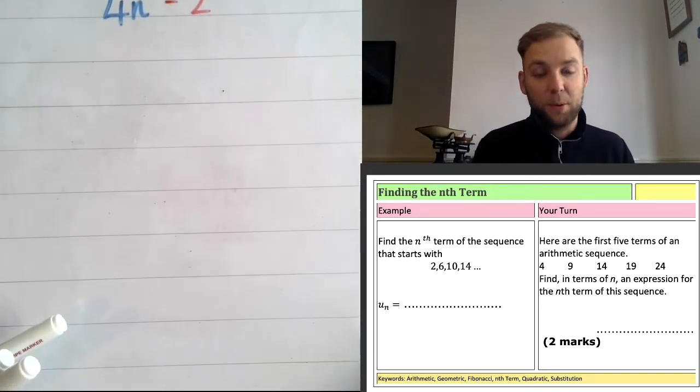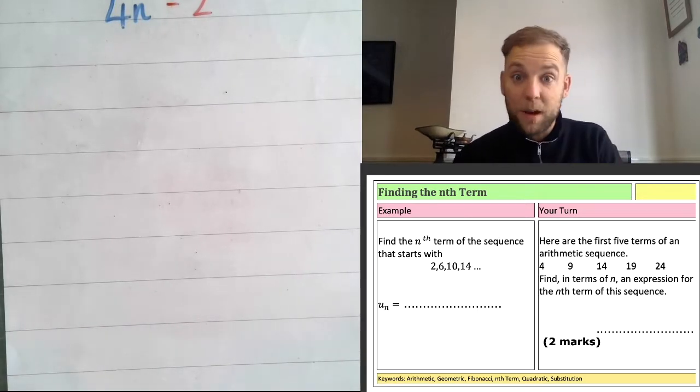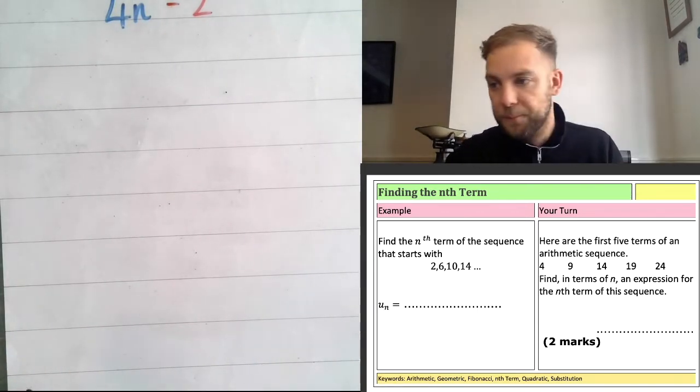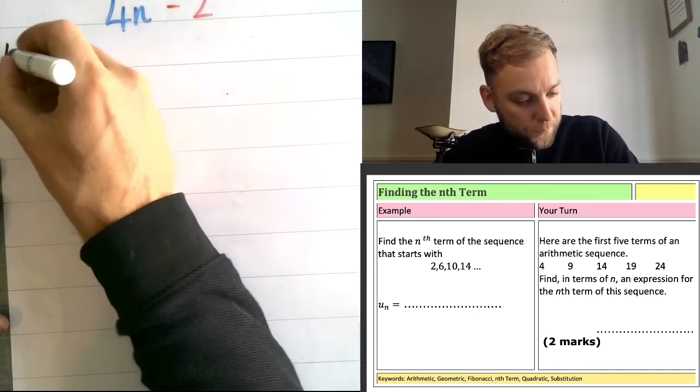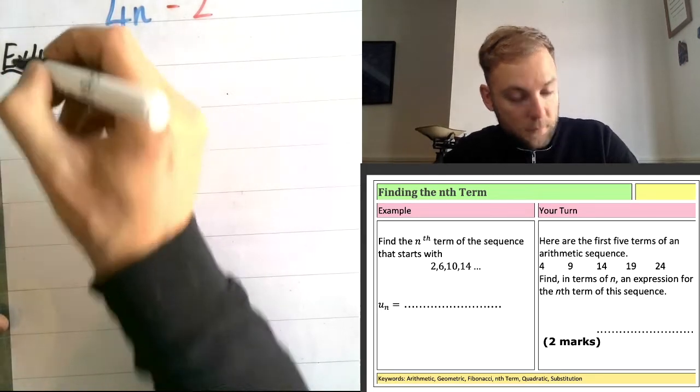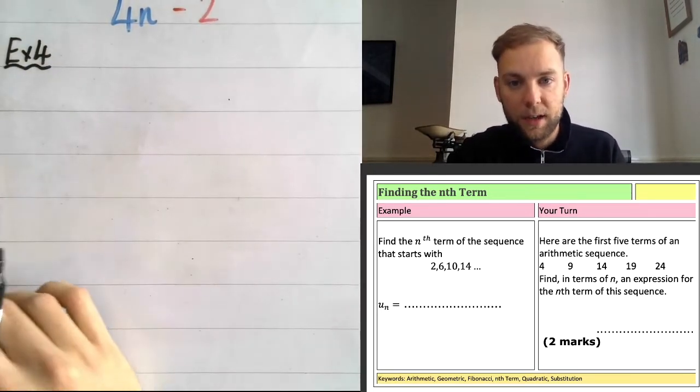I'm going to suggest that you pause again and have a go at it yourself. Remember, it's all about practice with this one. So hopefully you've paused and had a little go at it.